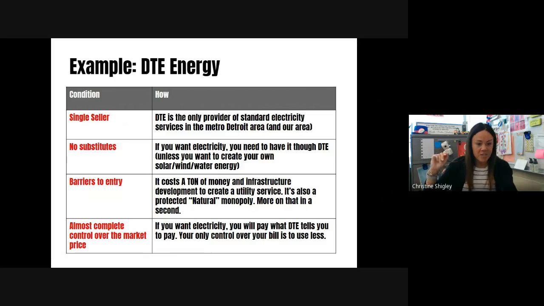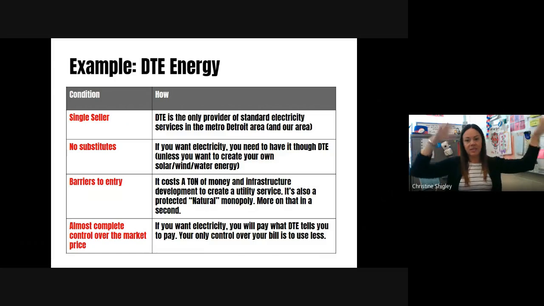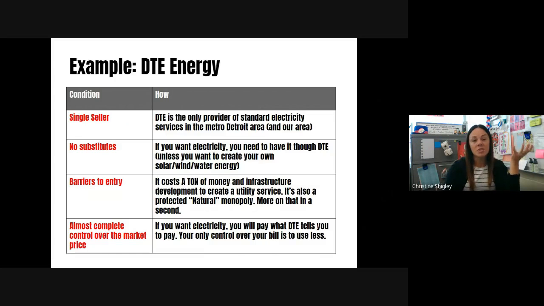So that brings you to no substitutes. If you want electricity, you have to have it through DTE unless you want to create your own energy in some way, shape, or form, which would be very expensive. It is not cheap to throw a whole bunch of solar panels on your house. It is not cheap, I would expect, to build windmills in your backyard. If you look down Range, behind the RISA buildings, at Range and 6th Street, they have all those panels, and they were going to build wind turbines and stuff. But that's a huge investment.